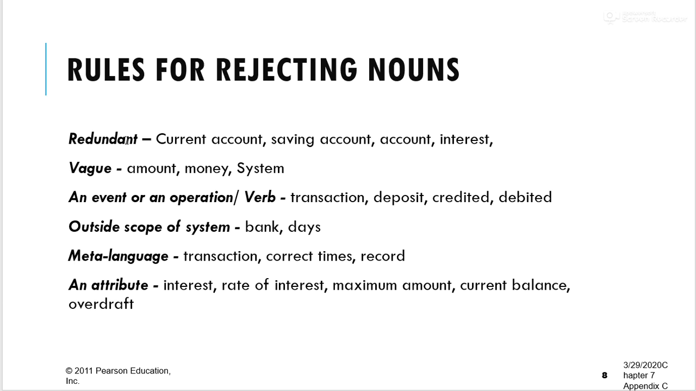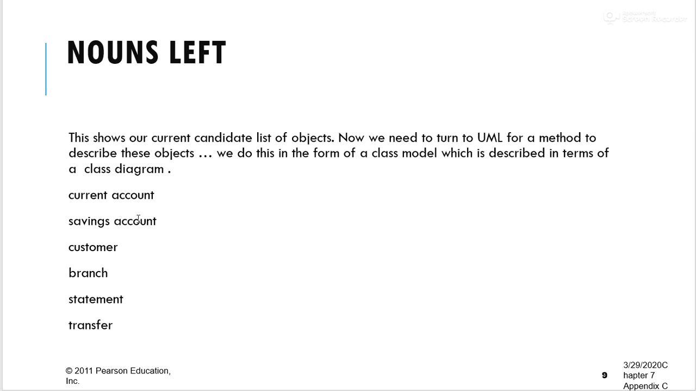Candidate classes are rejected if they are redundant, repetitive, vague, not clear, if it is an action verb, which in our case will be a method, if they are outside the scope of the system, if they represent meta language, or if it is an attribute. This one is much trickier than the others, because we have to find out which one is an attribute and which one can be a class. So once we apply the rules, we got these.